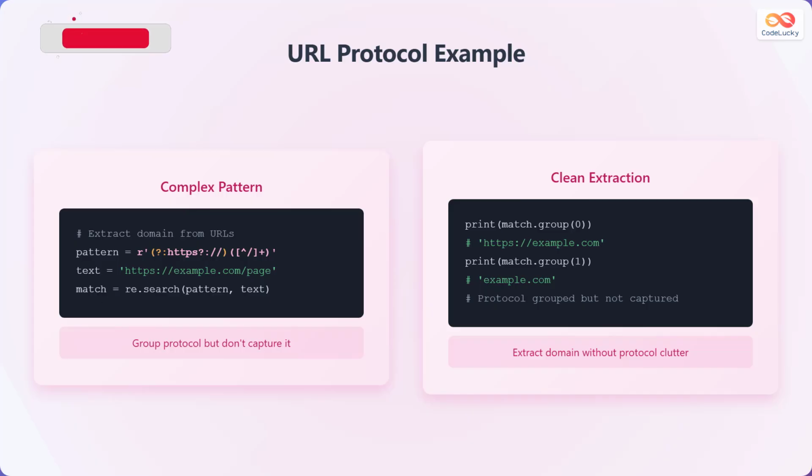Let us understand with the help of another practical example. We have to extract the domain from URLs. The pattern is open non-capturing group https close non-capturing group, then not slash one or more times. Here we group the protocol but don't capture it. So the text is https://example.com/page. Group 0 is https://example.com. Group 1 is example.com. Protocol grouped but not captured.